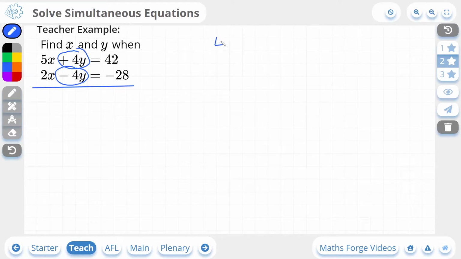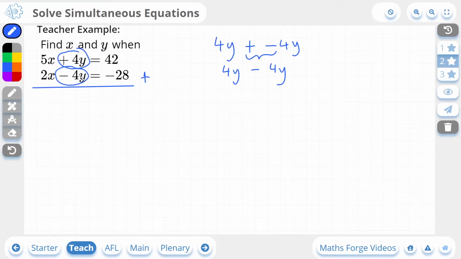How do we eliminate positive 4y and negative 4y? If I try to subtract them, what will end up happening is that these two negatives become a positive, and then I end up adding them together to give us 8y. So subtracting these equations will not work. In order to eliminate the two 4y's, I have to add these equations. Because of course, when you add a negative number, it's the same as subtracting it. And so adding these equations together will actually end up eliminating the 4y's.